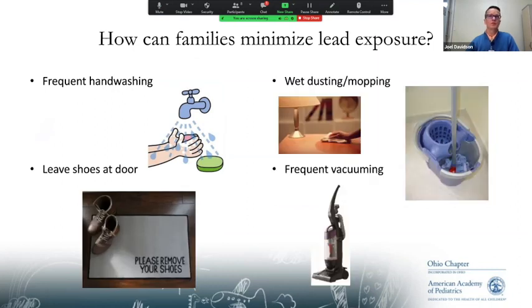I think we talked about most of these, except for the frequency. We do want families to mop at least once a week. We want them to wipe down windowsills in kids' rooms and countertops once a day. And vacuum regularly. There's a little bit of an academic question around whether vacuuming or sweeping is more helpful, but generally any way that you can reduce the risk of lead dust exposure within a home is helpful.